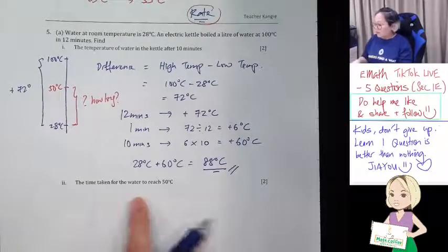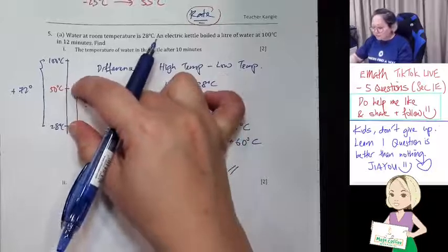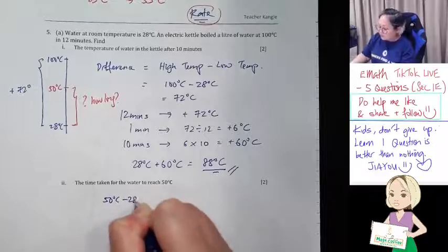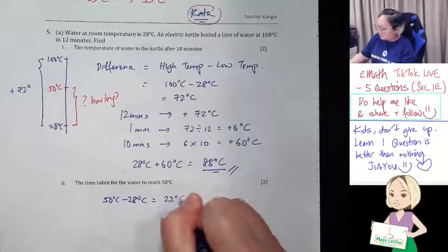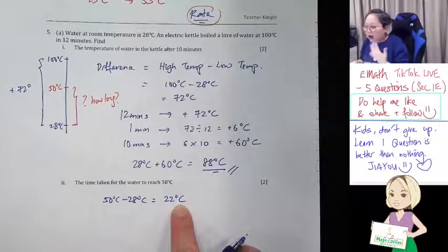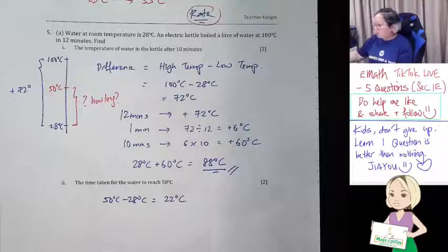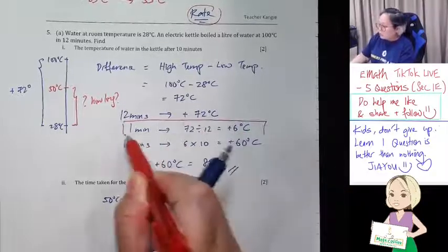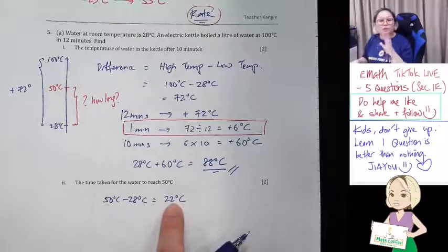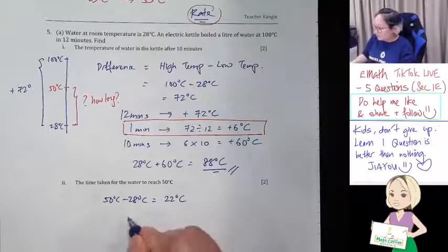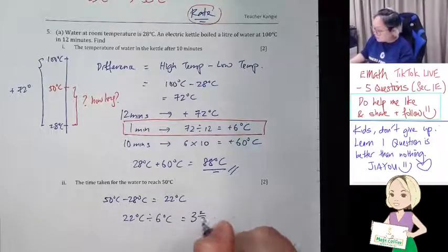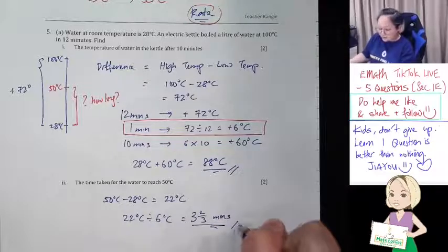Okay, so what I need to do is to know the difference first. So you have to take 50 minus 28. So 50 degrees Celsius minus 28 degrees Celsius will be 22 degrees Celsius. So I need to know, for an increase of 22 degrees Celsius, how long does it take? And you see, our rate is here. We know that every minute it increased by 6 degrees Celsius. So I want to know how long 22 degrees Celsius will take. I just need to take 22 degrees Celsius divided by 6 degrees Celsius and I get 3 2/3. So it will be minutes. Done.